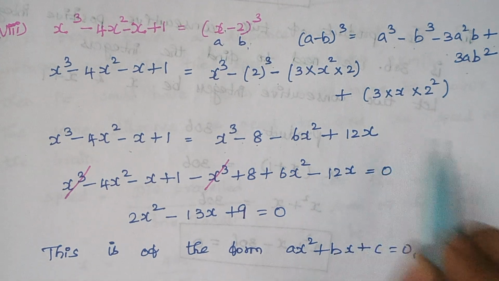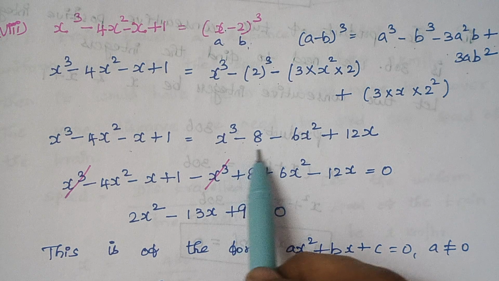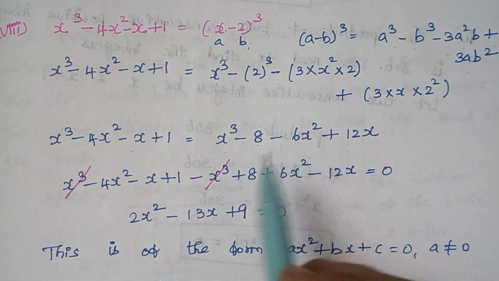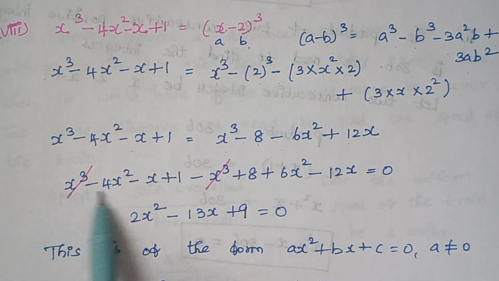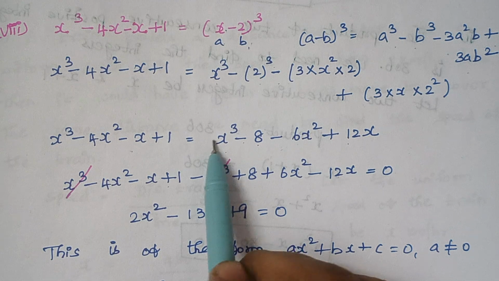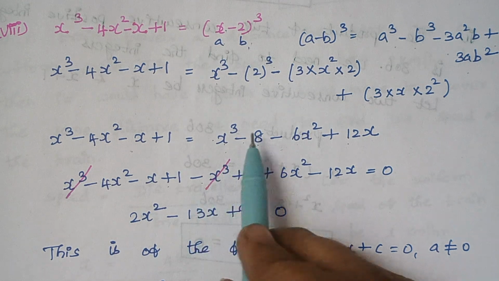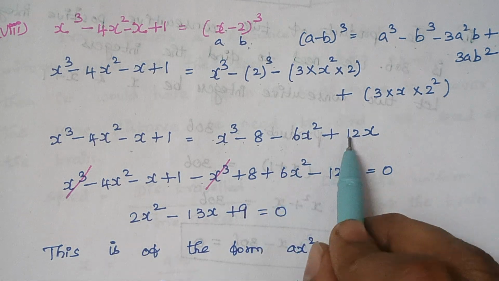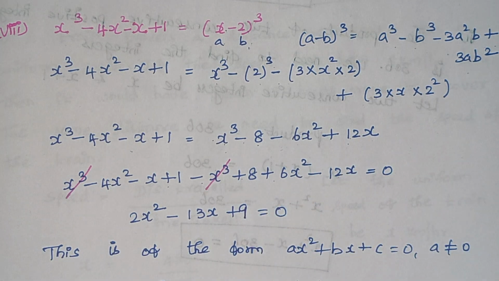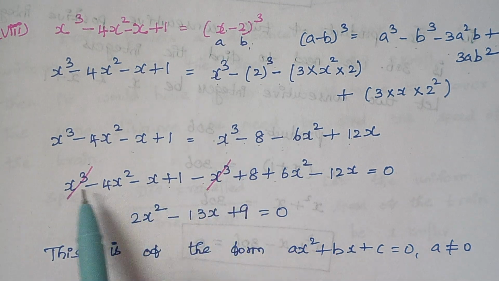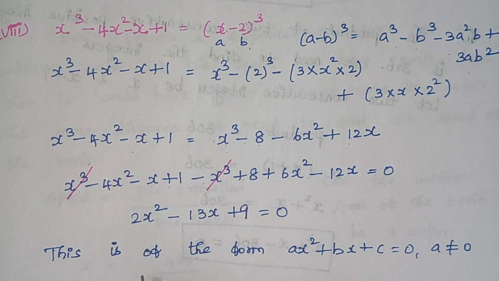Therefore plus 12x. So now we are moving all these terms on the right hand side to the left hand side. So there will be a sign change. So write the left hand side terms as such, and here when you move these terms, what happens? This plus x cube becomes minus x cube, minus 8 becomes plus 8, and minus 6x square becomes plus, and this plus 12x becomes minus. So here you see this plus x cube minus x cube, they cancel each other.